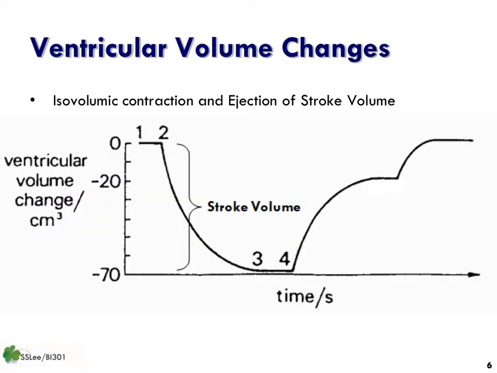Since between points 1 and 2, all the heart valves are closed, the ventricles will not change their volume during this time period, otherwise known as isovolumic contraction. After semilunar valves open at point 2, blood rushes to both the systemic and pulmonary circulation, leading to the ejection of stroke volume as shown between 2 and 3.